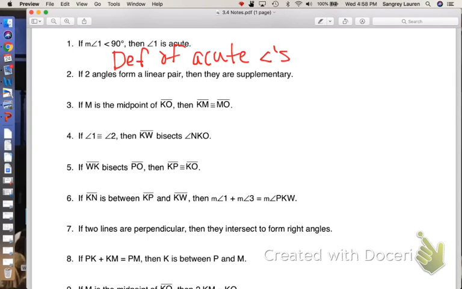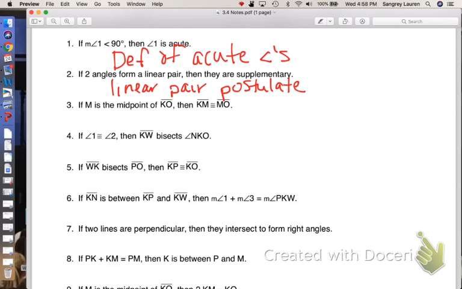Number two, if two angles form a linear pair, then they are supplementary. This is true because of the linear pair postulate. This is not the definition, this is the postulate. The postulate is the one that tells us our linear pairs are supplementary.